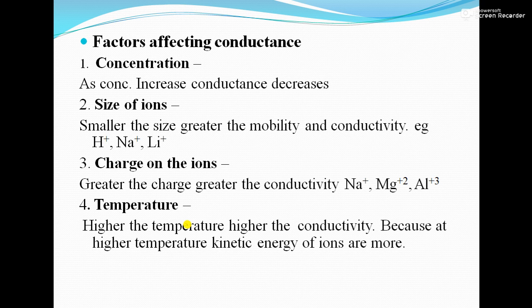The next is charge on the ion. The greater the charge, the greater will be the conductivity. You can consider the example of Na plus, Mg plus 2, Al plus 3. All are having the same size. You can see Na plus, Mg plus 2 and Al plus 3 all have neon configuration. So Al plus 3 has more charge, so it will move faster than Mg plus 2 and Na plus.